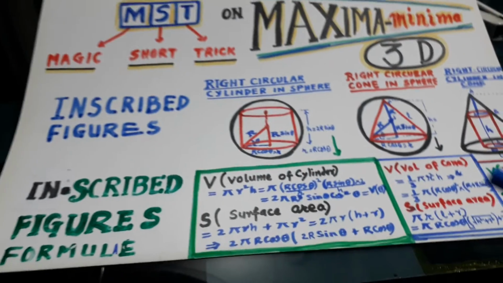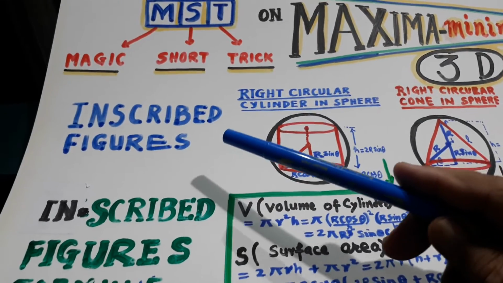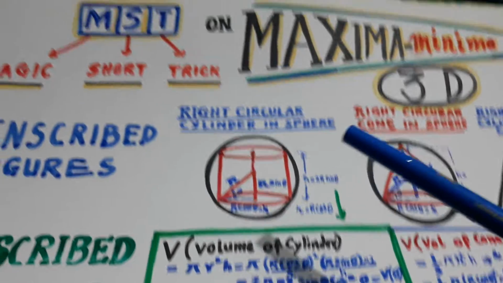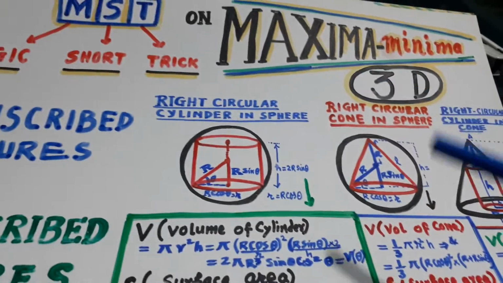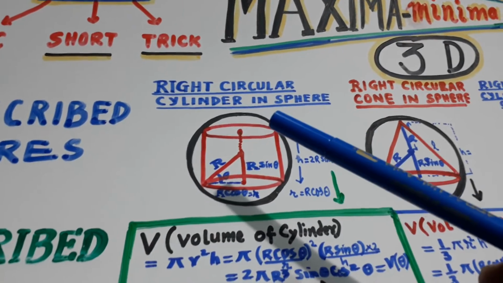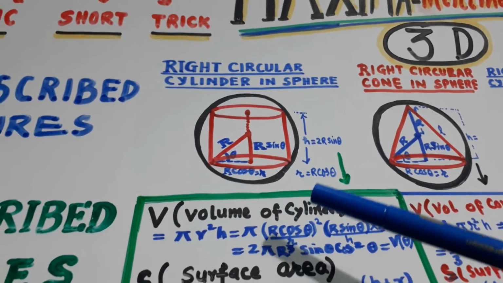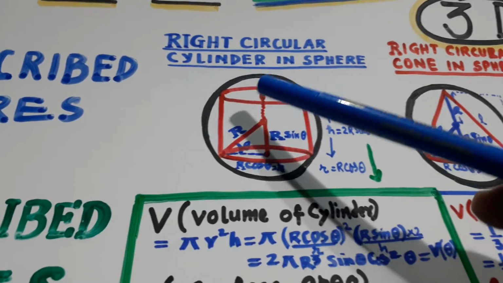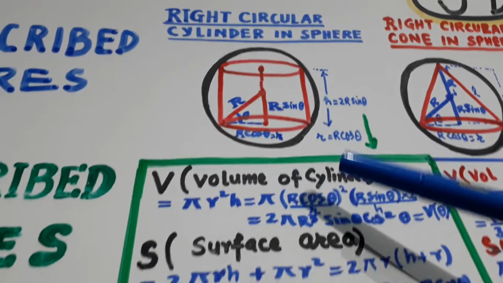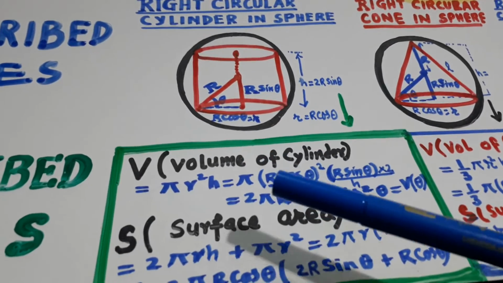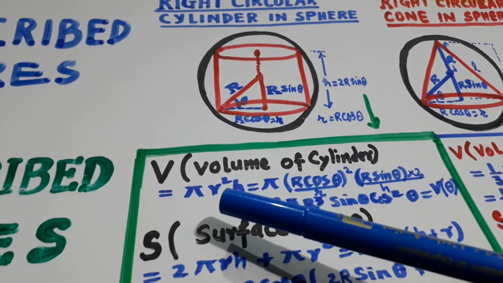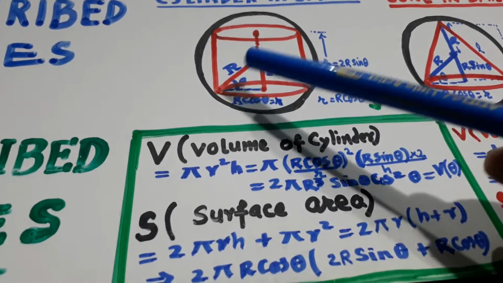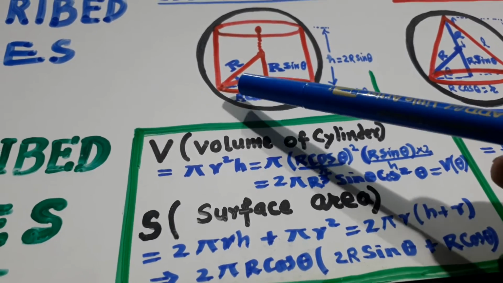So this is how we have to deal with the inscribed figures. These are magic short tricks. Right circular cylinder in sphere. Look here, it is a right circular cylinder in the sphere. Its volume, we know that it is pi r square h. अब देखिए यहाँ पे ये रेडियस है, ये भी रेडियस है, ये एंगल थीटा है.